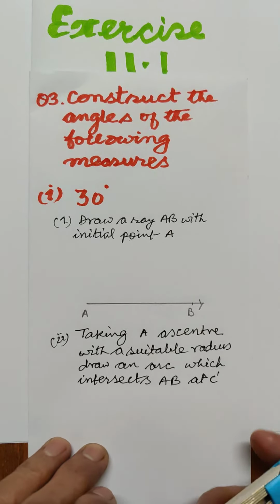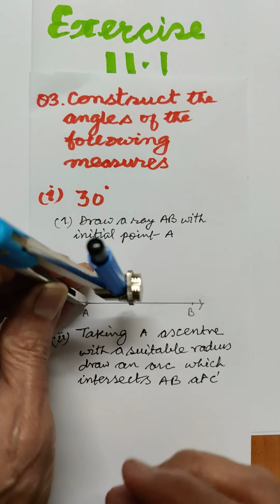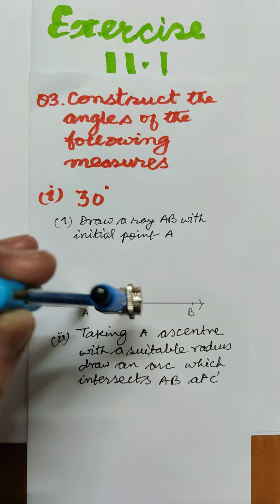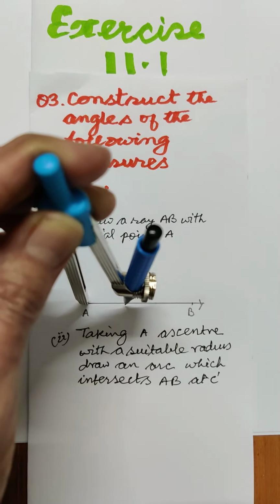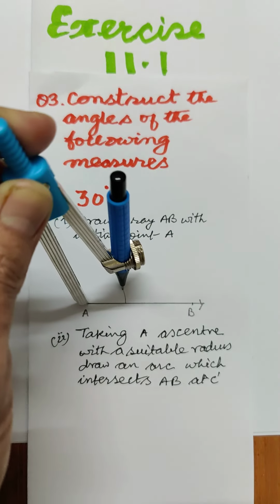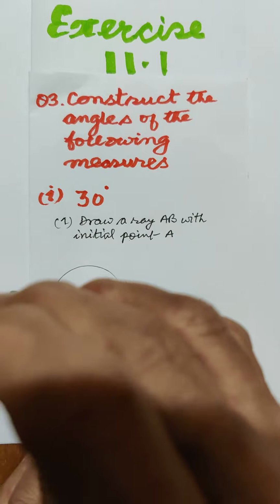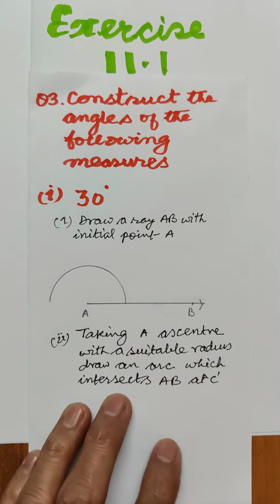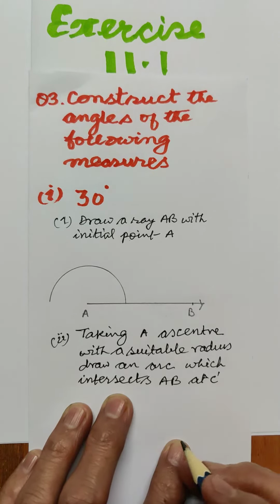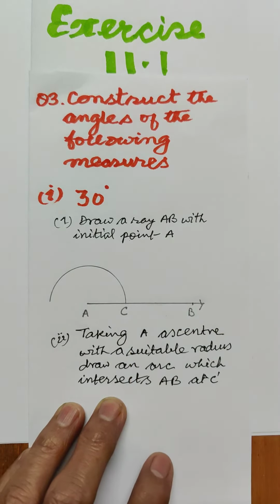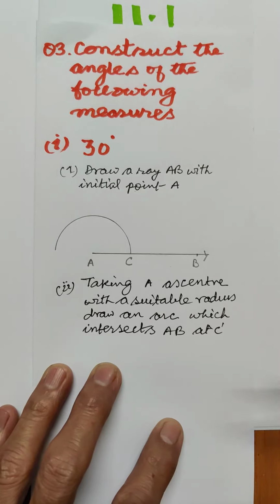So drawing, taking A as a center and a suitable radius, starting from AB, this arc. So it is intersecting AB at C.